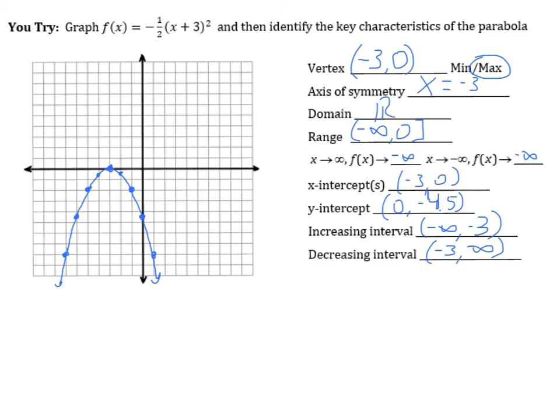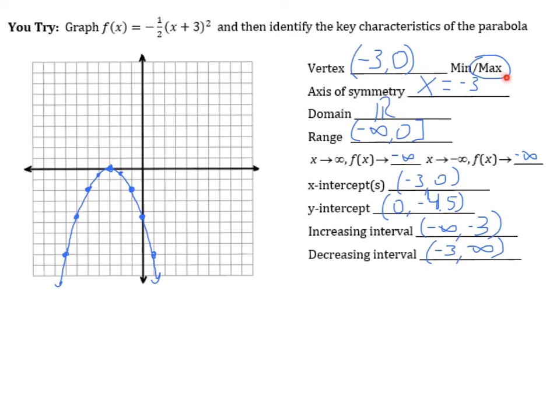Alright, here's our solution to the practice problem. F of x equals negative 1/2 times (x plus 3) squared. So let's talk about how I got here. If you look at the equation, the transformation we have is a horizontal shift left 3. And then there's nothing after the x squared, so there's no movement up or down, which tells me my vertex is at negative 3, 0, right there.